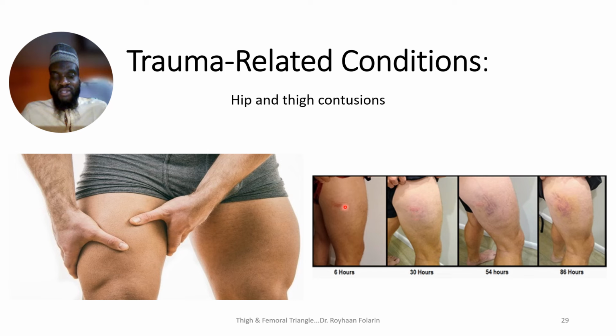Within 6 hours, you can see the bruise. Within 30 hours, it can be this. Then within 54 hours, look at this, and then see what it has become within 86 hours. So if not properly managed, contusions can progress to a more severe muscle strain or hematomas. And in some cases, repeated trauma may cause long-term weakness or limited range of motion.